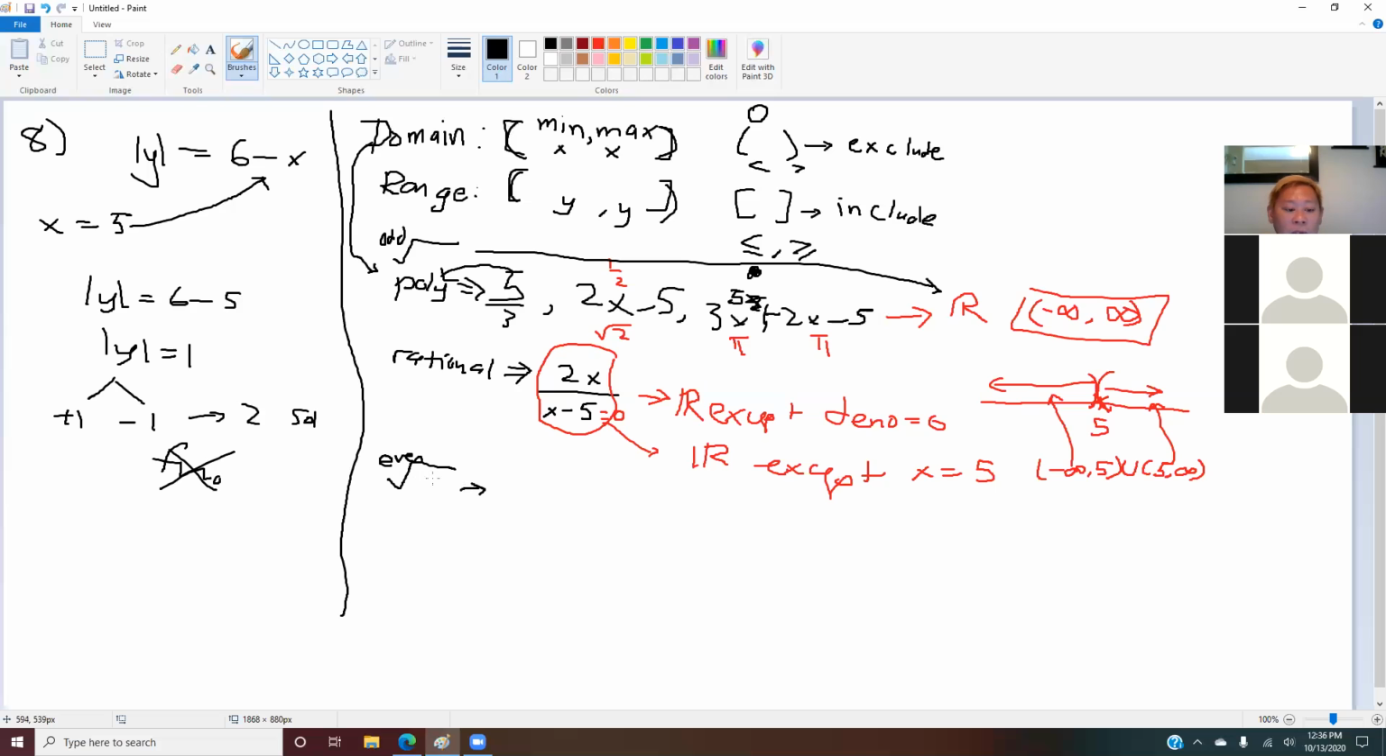you take whatever is inside the root, make it greater than or equal to 0. So I put an X.